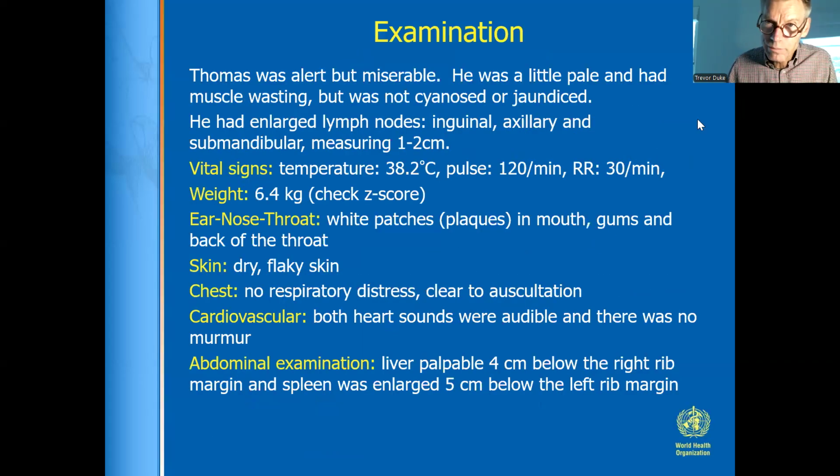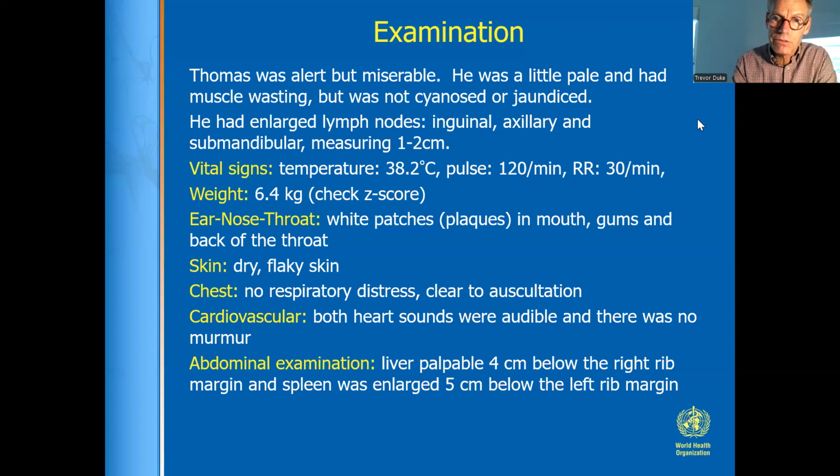On examination, we've done triage and emergency treatment. Thomas didn't need any special emergency treatment, but he had priority signs. We've taken a history, and on examination, Thomas was alert, but he was miserable. He looked a bit pale and had some muscle wasting, but he was not cyanosed or jaundiced. He didn't have respiratory distress. He had some enlarged lymph nodes in the inguinal region and the axillary region and submandibular region, and they measured between 1 and 2 centimeters. They seemed larger than what would normally be seen.